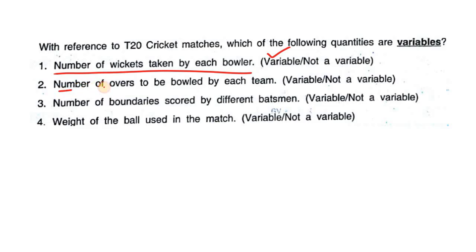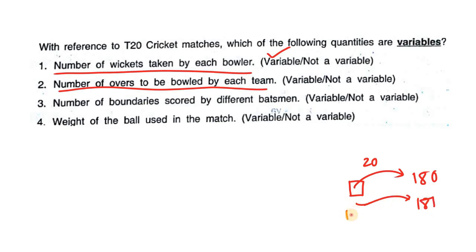Next, the number of overs to be bowled by each team. Again, the number of overs is 50 in a one day match, and in T20 it is 20. So is this a variable or not? You decide. But suppose some team starts the match and in 20 overs it scores say 180, and the second team scores say 181 in 15 overs. So it's possible. So you cannot say that the second team will also be bowling 20 overs. There is no certainty. So in a way, the number of overs bowled by each team is a variable.